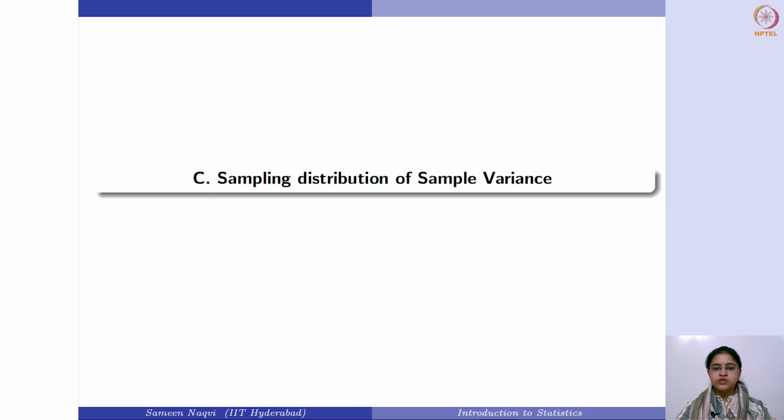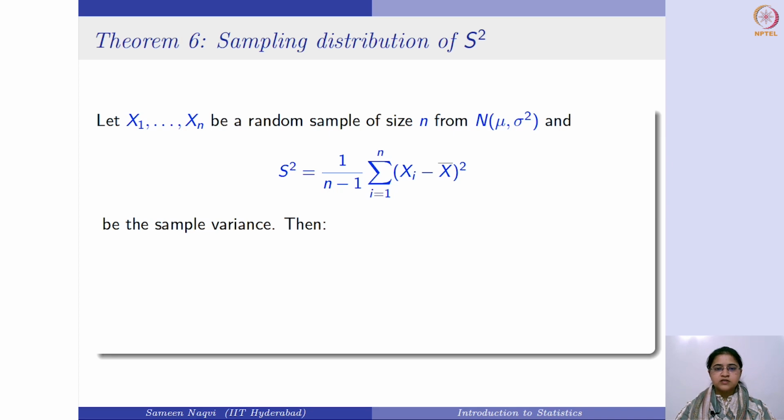Next, we move on to the sampling distribution of sample variance. For sample mean, both the situations are done. Now we will look at the sample variance. And the result says that if you have a random sample of size n from a normal population and you define the sample variance in this way, so I have already told you why there is n minus 1 over here, then sample mean and sample variance would be independent.